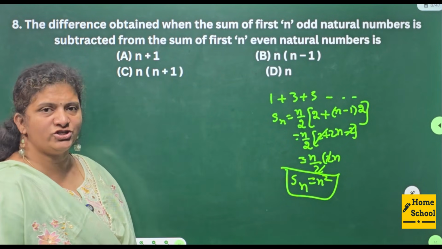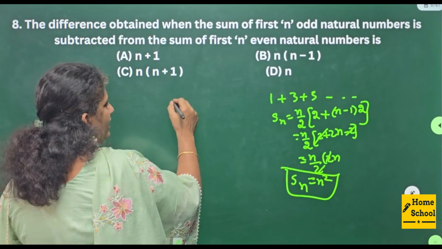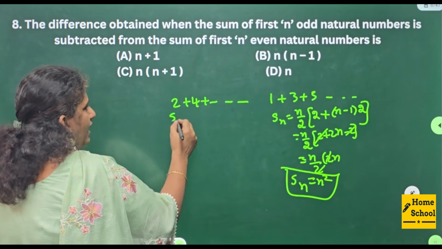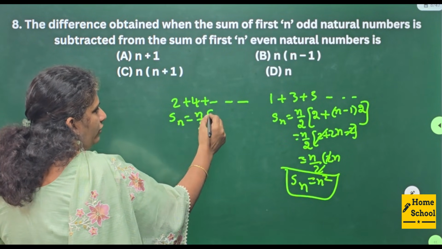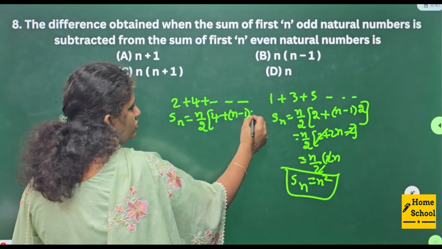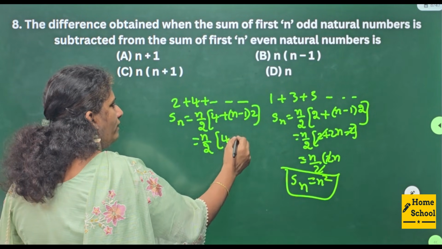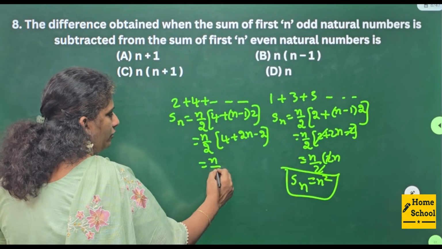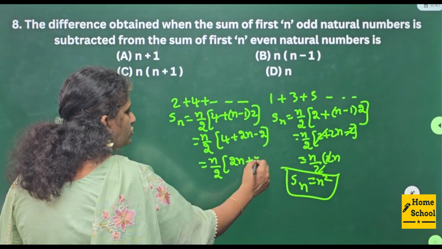Now what about even natural numbers? It will be n into n plus 1. But we'll check it out. Even natural numbers 2 plus 4 plus so on, Sn is equal to n by 2 into 2a, 2 into 2 will be 4, plus n minus 1 into d, which is 2. N by 2 into 4 plus 2n minus 2. N by 2 into 4 minus 2 will be 2, 2n plus 2 I will write here.